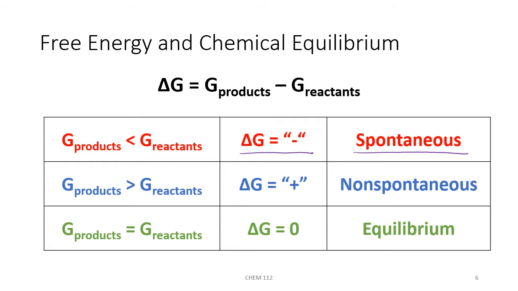If the free energy of the products is greater than the free energy of the reactants, delta G will be a positive value and the reaction will be non-spontaneous as written, and would actually be spontaneous in the reverse direction. If the free energy of the products is exactly equal to the free energy of the reactants, that would mean delta G is equal to 0, and that reaction would be at equilibrium.